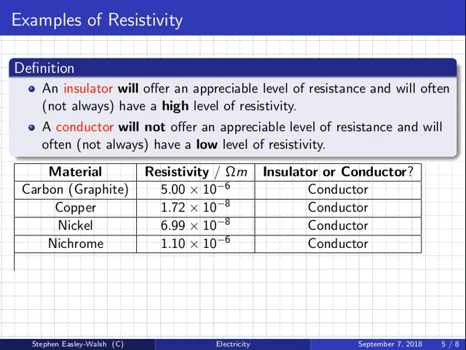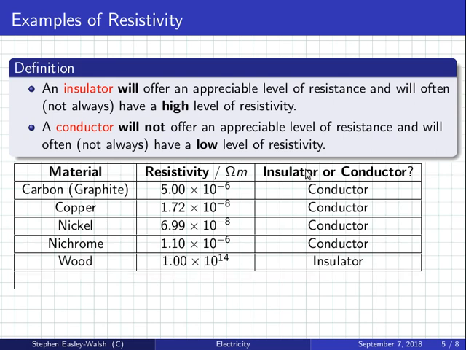Now on to the insulators. Now I want you to notice how big the value change has been. We have gone from 10 to the minus 6 to 10 to the plus 14. So that's clearly an insulator. There's a lot of resistance in these materials. But you knew wood was an insulator. Right, the next one.